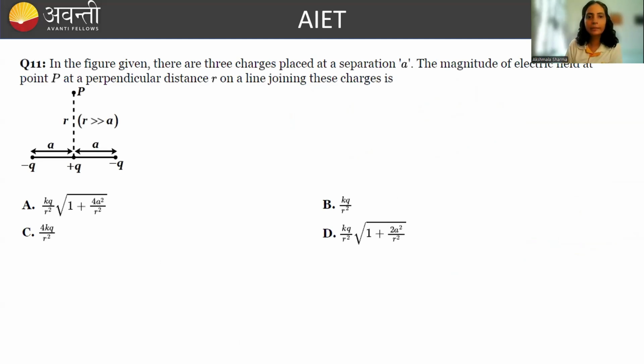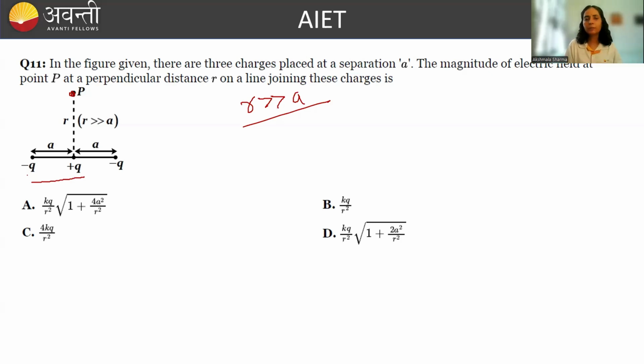In the figure given, there are 3 charges placed at a separation A. The magnitude of the electric field at a point P at a perpendicular distance R on a line joining these charges is E. So we have to calculate the electric field at point P. The condition given is R is far greater than A. Okay. So by looking at this diagram, the first thing that must have come into your head is dipole, for sure. But there is a problem, because this minus Q plus Q will form one dipole. But what about this minus Q getting left alone?